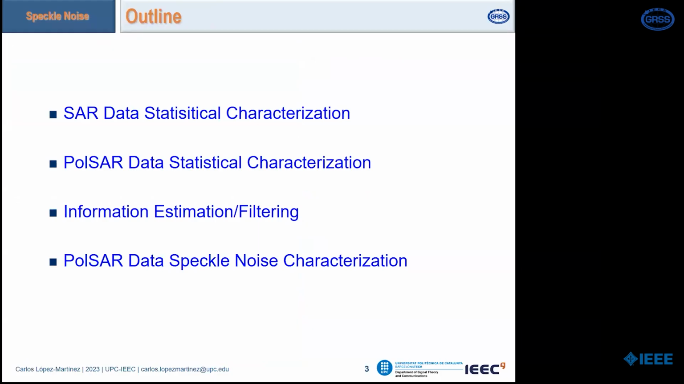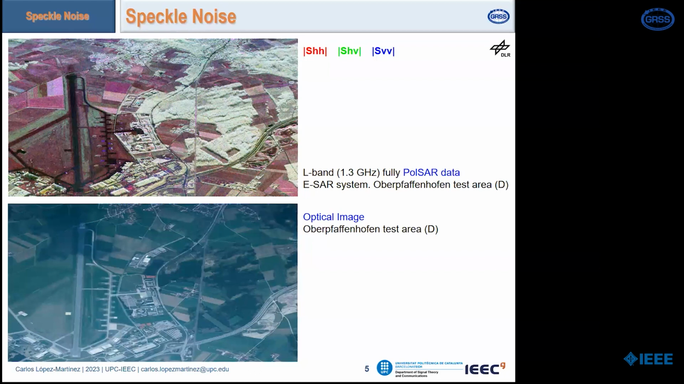This is going to be the outline of this part of the talk. As I said before, I'm going to talk about the bad guy in this game, which is the speckle noise, the guy that makes our life a bit difficult. As I presented before, here we have our image with the polarimetric information color coded. Here we have an orthophoto of the same area. Basically you can see that this SAR image completely reflects what is in reality.